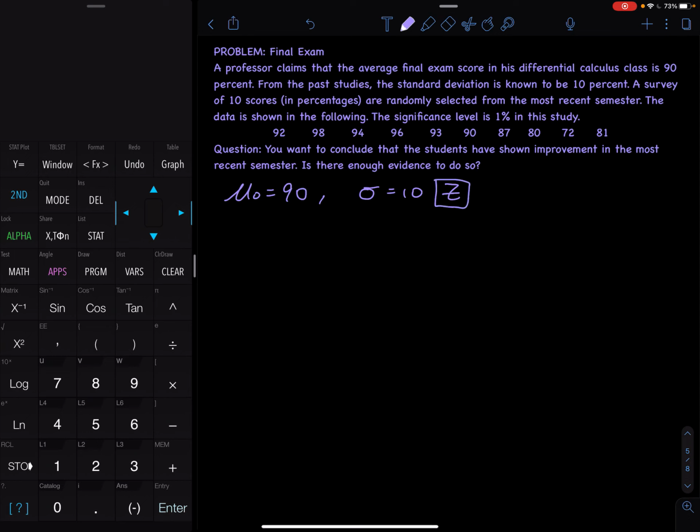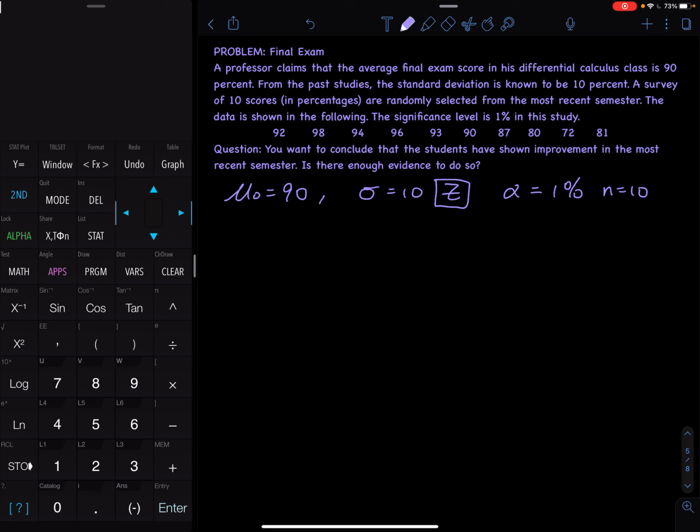And then you also know that alpha equals 1%. And then since you have 10 data, n is equal to 10. So for the x bar, you do have to use your calculator to get it yourself. So that is the given.